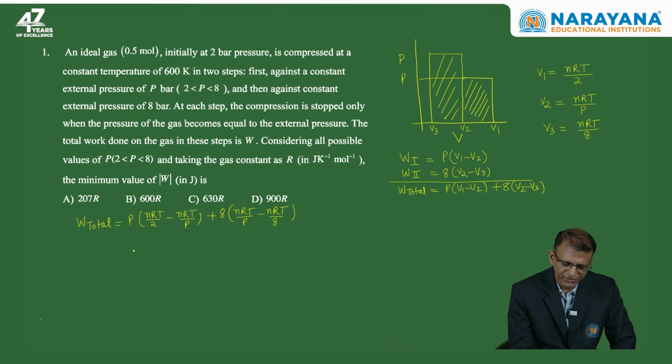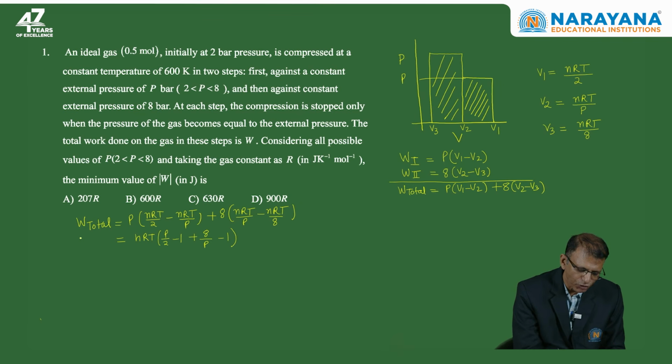So if I simplify this, I can write that the total work is equal to P, and nRT we can take outside. So I'm taking nRT common and I'm entering this P inside, so that is P divided by 2 minus 1. Again here nRT I can take common, so I can write 8 by P, and this will be minus 1. So if we want to calculate what is the minimum or maximum value of work done, for that we have to differentiate work done with respect to pressure.